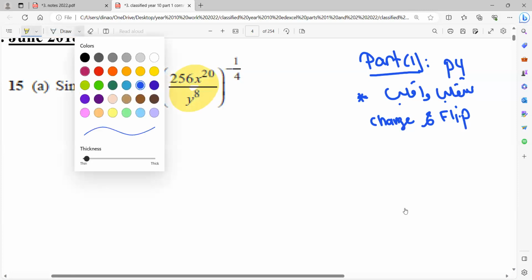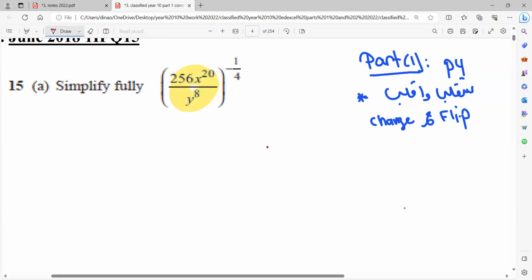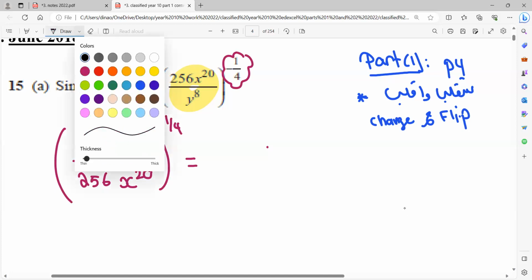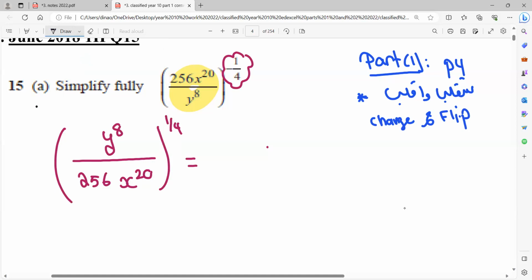So here I will apply شقلب وقلب على طول. So flip the fraction, y to the power of 8 over 256 x to the power of 20. Flip the fraction, change the sign outside from negative into positive. And then what do I do next? Let's identify the powers inside. I will point at them with an arrow. The y has a power of 8, the x has a power of 20. This number over here has a power of 1.